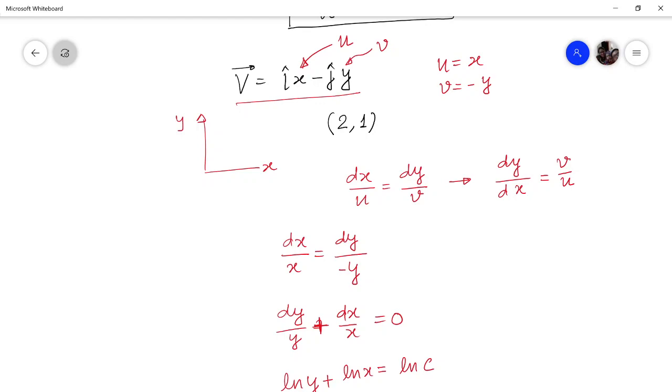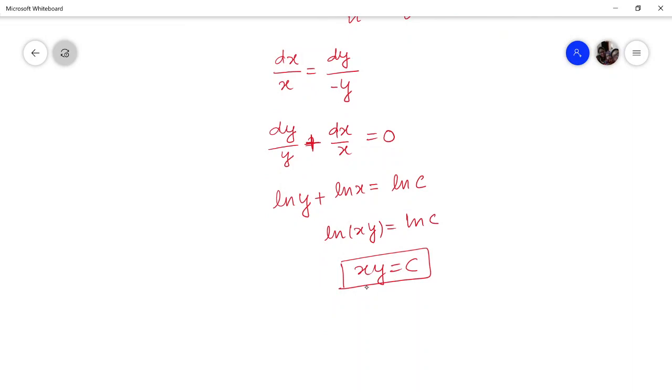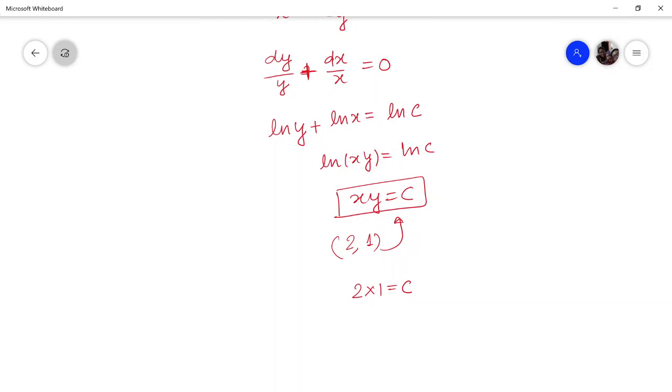So what is the streamline which is passing through 2, 1? First, the nature: this is a rectangular hyperbola. The streamline which is passing through the point 2, 1 will be 2 into 1 is equal to c. So the value of c is 2. Therefore, the equation of streamline is xy is equal to 2, or xy minus 2 is equal to 0. So friends, this is the equation of streamline which is passing through the point.